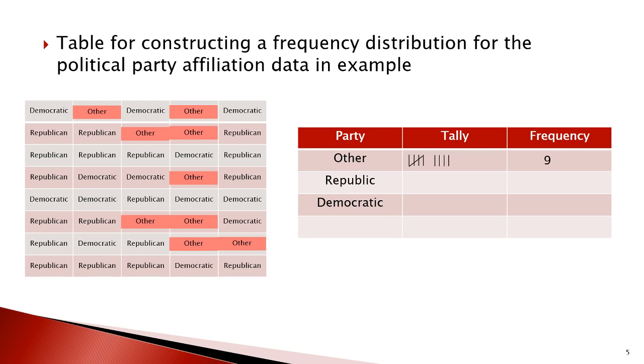Okay, and then similarly we can repeat the process for Republican and Democratic. For Republican we have 18 observations. For Democratic we have 13 observations. Altogether the observations are 40, the number of observations that we have in our data set.